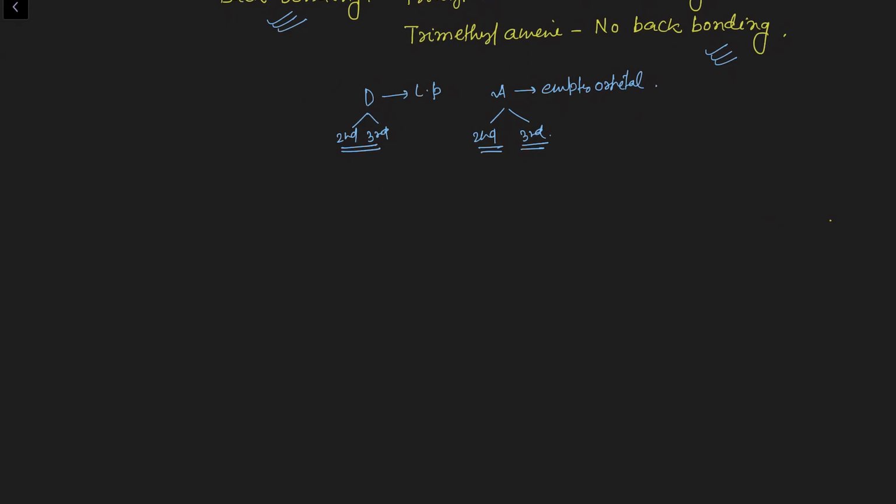Now first check why trimethylamine will not show the back bonding. For understanding this, draw the Lewis dot structure of trimethylamine. Trimethylamine will not show the back bonding. Why? If trimethylamine is not showing the back bonding, it means that it is not following the conditions for the back bonding. So let's check.